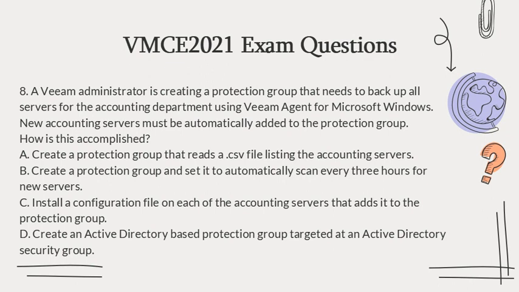B. Create a protection group and set it to automatically scan every 3 hours for new servers. C. Install a configuration file on each of the accounting servers that adds it to the protection group. D. Create an Active Directory-based protection group targeted at an Active Directory security group.